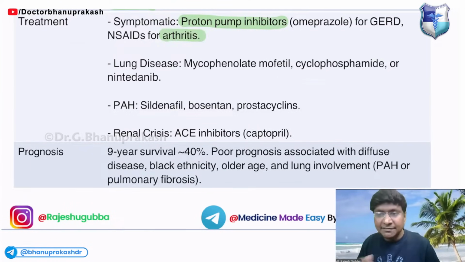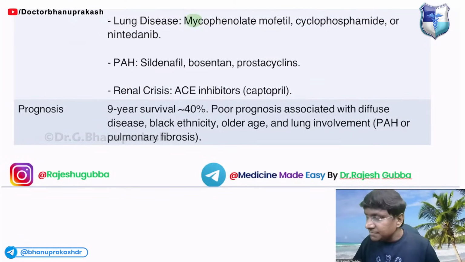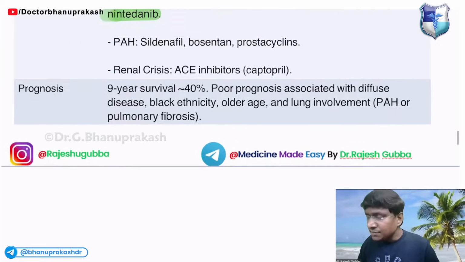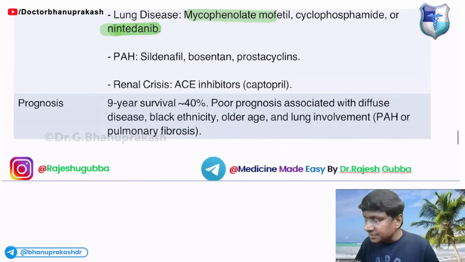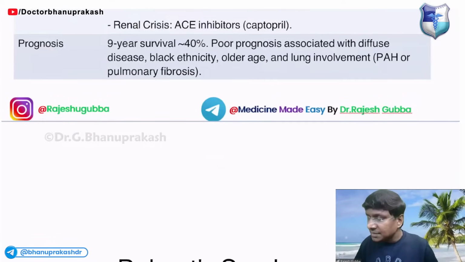These patients, if they have arthritis, you need to give NSAIDs. And as I have said, ILD will be there. And for that particular ILD, the drugs that you should give are mycophenolate mofetil, cyclophosphamide, or nintedanib. And the cause of death is pulmonary arterial hypertension. So how will you reduce the pulmonary artery pressure? By giving pulmonary artery pressure-lowering drugs, that is sildenafil, which is a phosphodiesterase inhibitor, bosentan, and as well as prostacyclin. Next, I will tell you about the renal crisis.